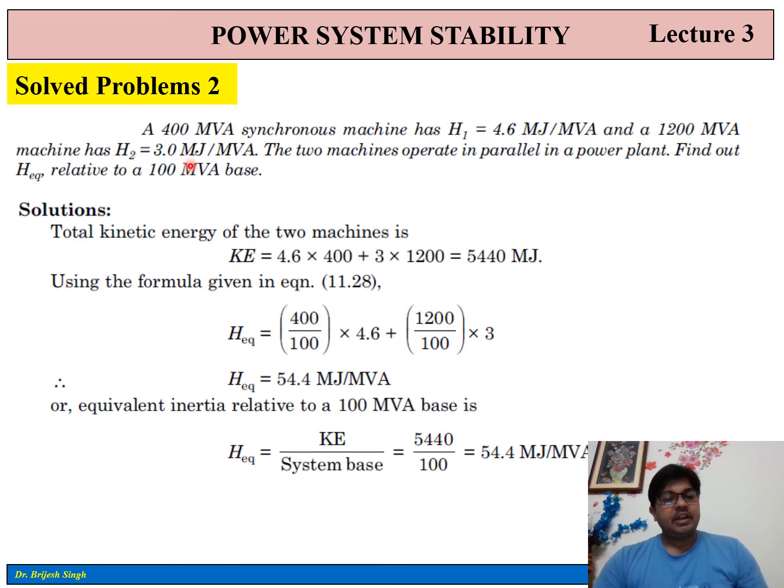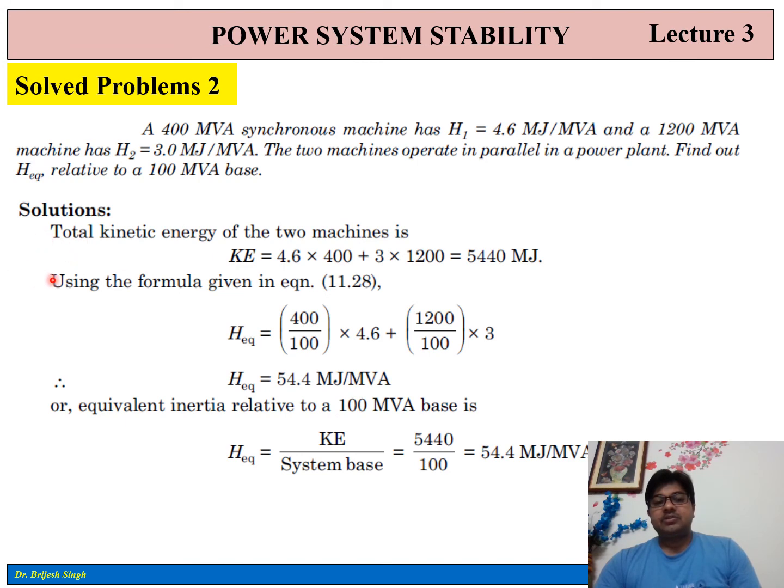Similarly, the second problem: a 400 MVA synchronous machine has H1 equal to 4.6 MJ per MVA, and a 1200 MVA machine has H2 equal to 3.0 MJ per MVA. The two machines operate in parallel in a power plant. Find out the H equivalent relative to this.